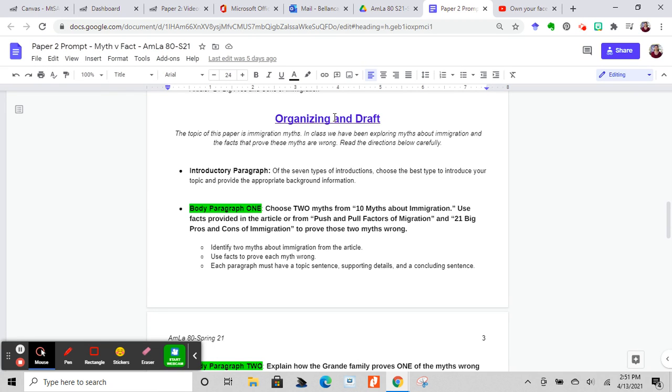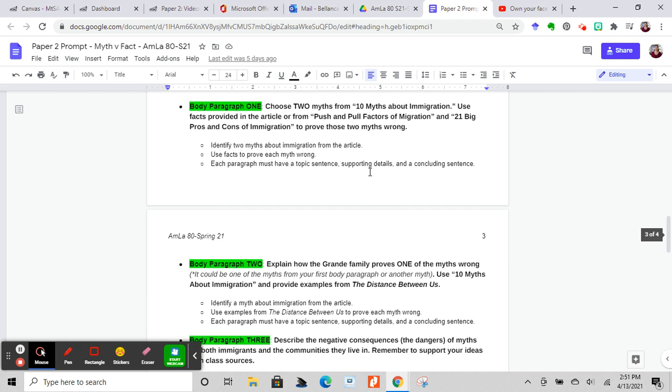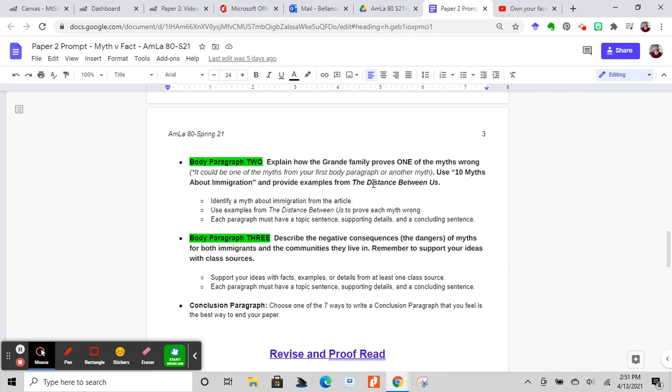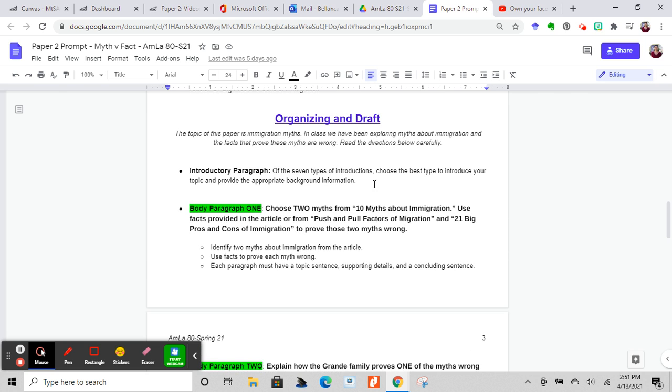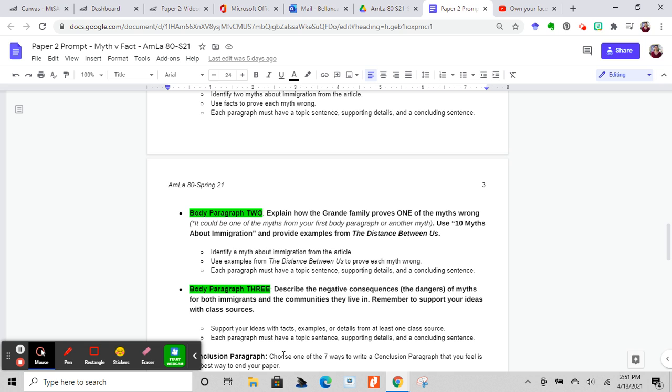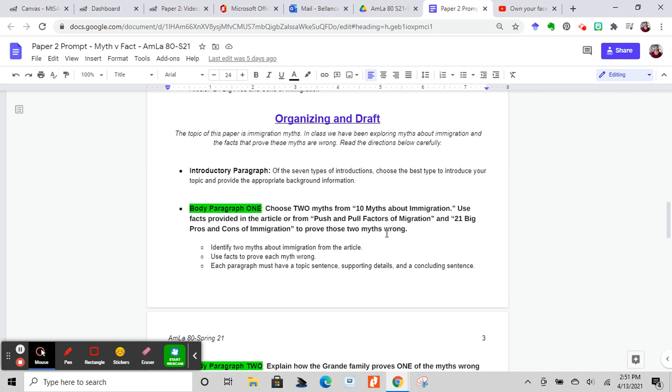All right, now let's review organizing and drafting. These are the important instructions that tell you exactly what should be in each of your body paragraphs. Notice that there are 3 body paragraphs. There's also an introduction paragraph and a conclusion paragraph.